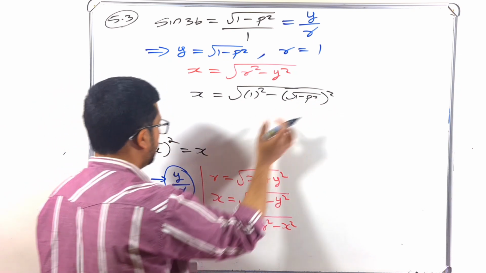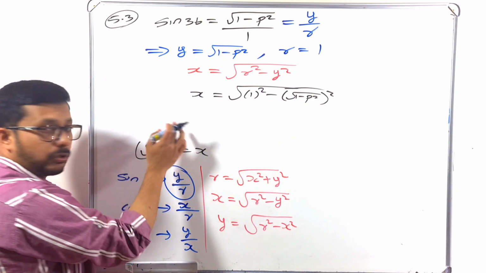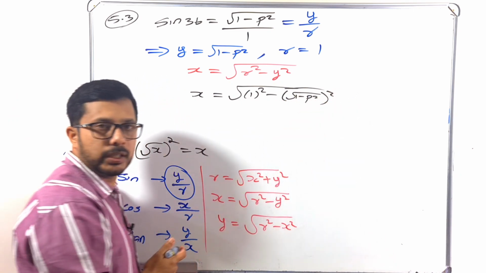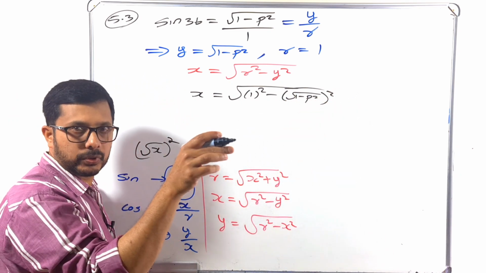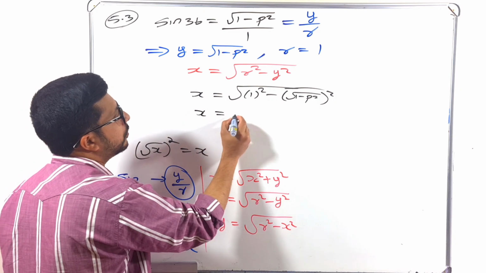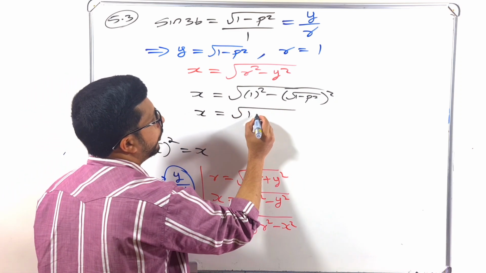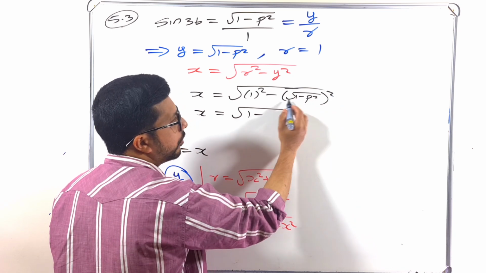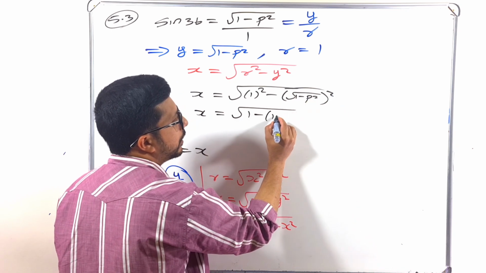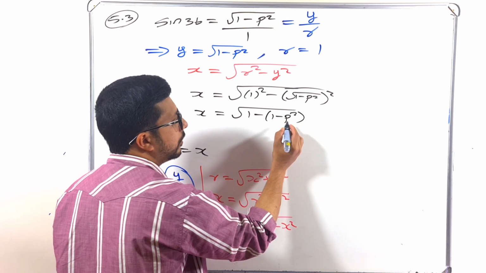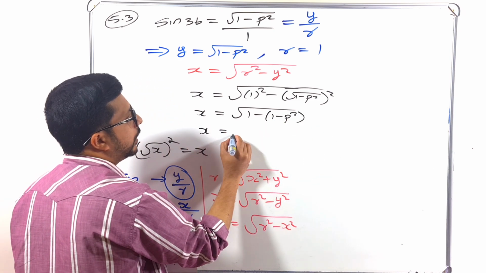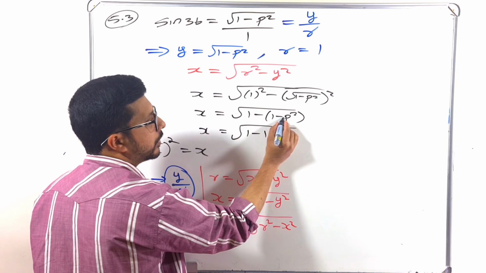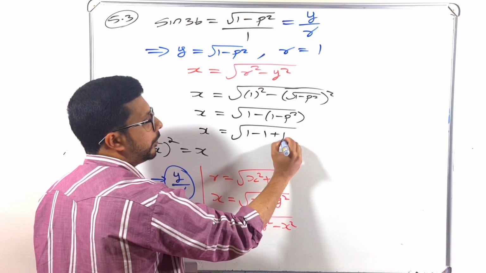Similarly, square root of x the whole square, that is x. Similarly, square root of 1 minus p squared the whole squared is 1 minus p squared, you have to remove that square root. So x is equal to root of 1 minus, you have to remove this square. When it is squaring, you have to remove the square, so it is 1 minus p square. So expand the bracket, so x is equal to root of 1 minus into 1 is minus 1, minus into minus is plus p square.